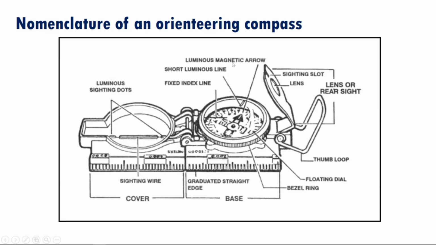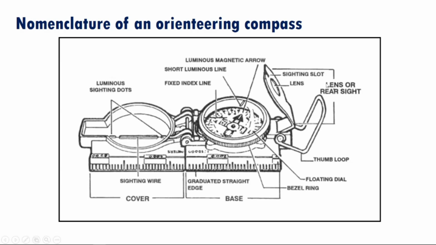It also has the magnetic arrow. So inside the base is where you are going to have your cardinal points, which are north, south, east, and west. And then you are going to have all your degrees, from 0 degrees to 360 degrees. You're going to have it inside the base.